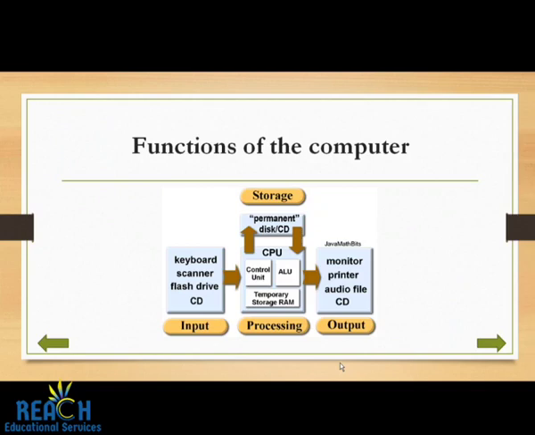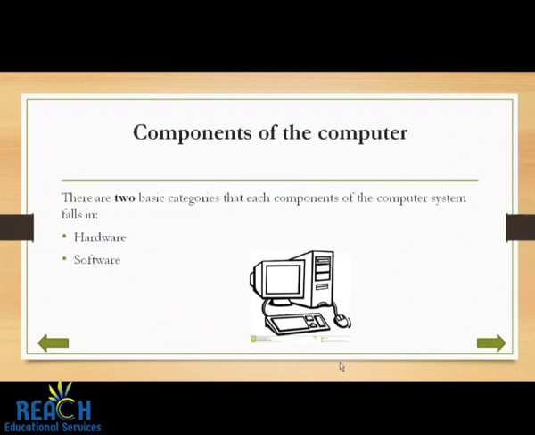Now this here is a diagram of how the computer processing cycle works. Yes, it is called the computer processing cycle. So first you enter the data, then it is processed, then it is outputted, and then it is stored. That's how the processing cycle works, right? So let's move along to the next slide.